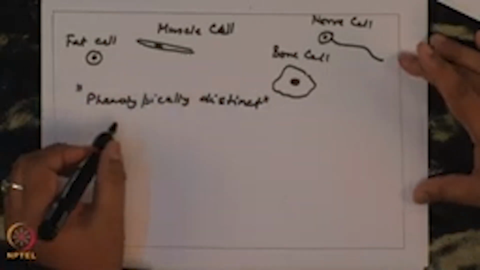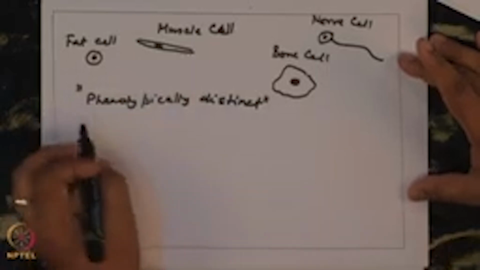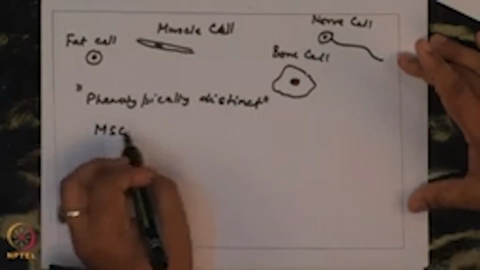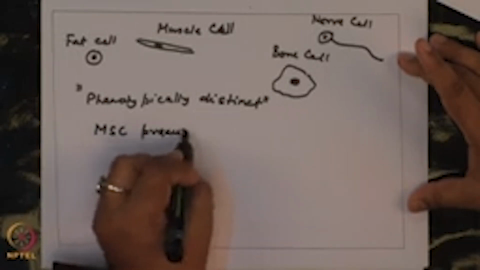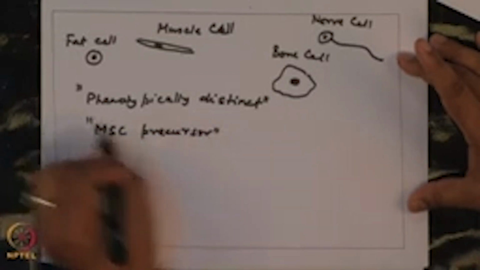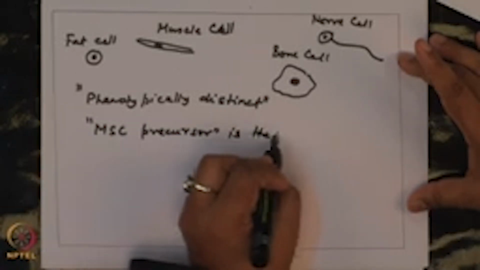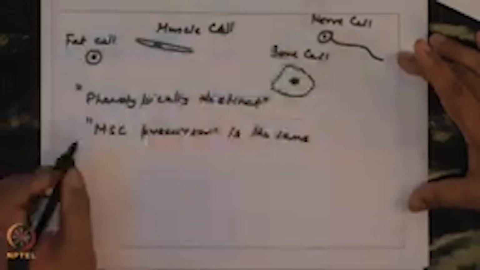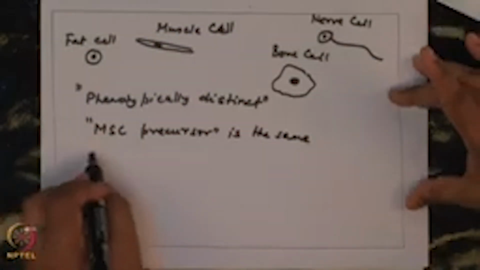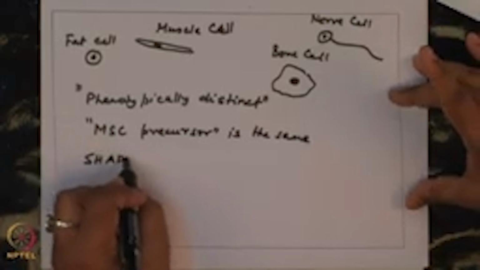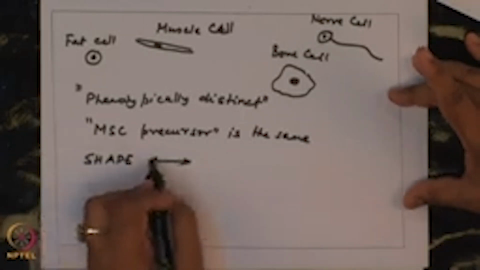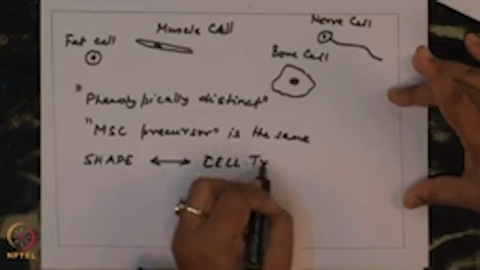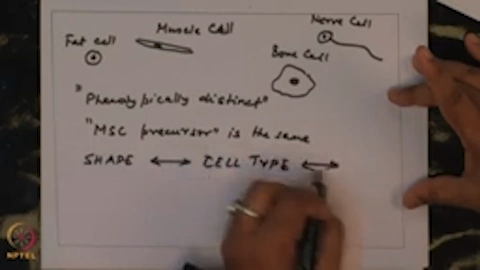Though they descend from a common MSC, you have an MSC from which they originate. So, the mesenchymal stem cell precursor is the same. You have distinct phenotypes for each of these cells. So, in other words, shape seems to be correlated to cell type, and each of these cell types has a given function.